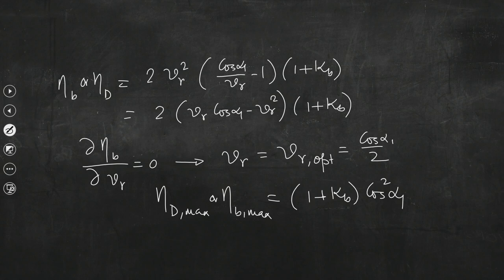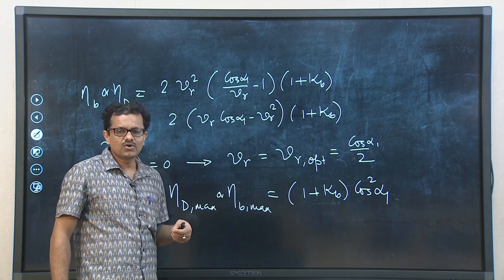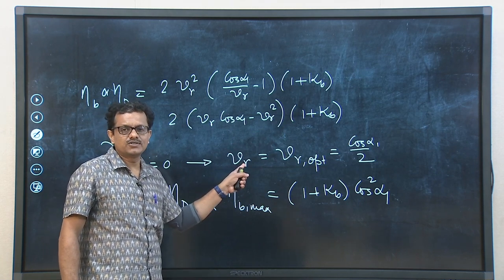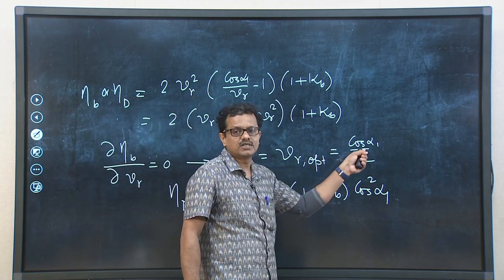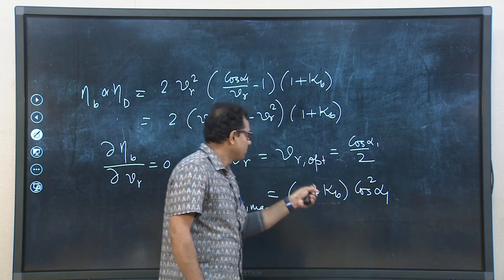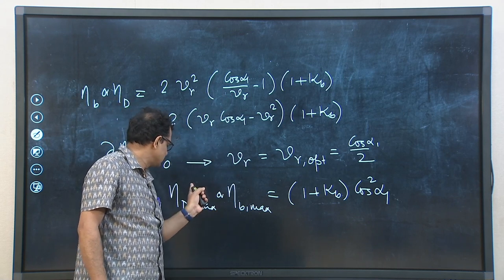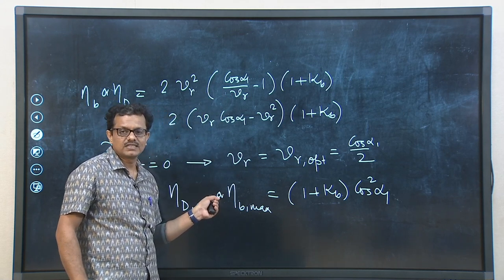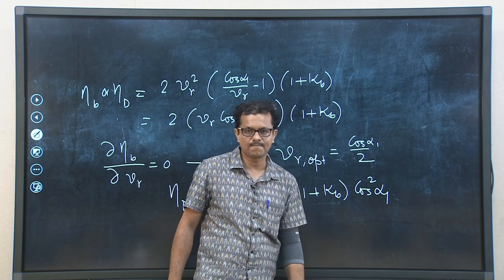So, we could establish the expression of blading efficiency or diagram efficiency, and we had seen that it is a function of velocity ratio, flow angle, and also the blade friction coefficient. To obtain the optimum velocity ratio for which the efficiency would be maximum, we had seen that the optimum value of velocity ratio is cos alpha 1 by 2, and plugging this Vr into the expression, we obtained the maximum diagram efficiency or maximum blading efficiency, and that is nothing but 1 plus Kb into cos square alpha 1.